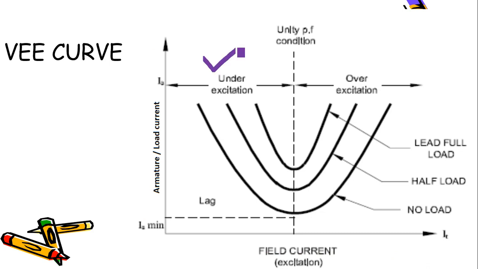Lagging power factor, and the rated excitation will be having unity power factor, and the over excited synchronous motor will be having leading power factor. And we know that at unity power factor the current will be less, and whenever the power factor is reducing, maybe lagging or leading, the current will be increasing.